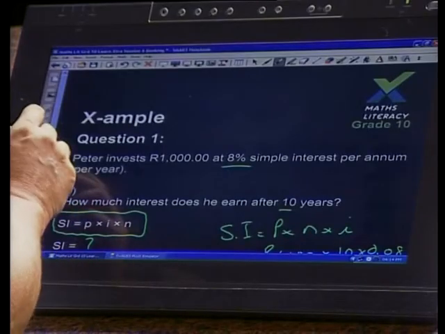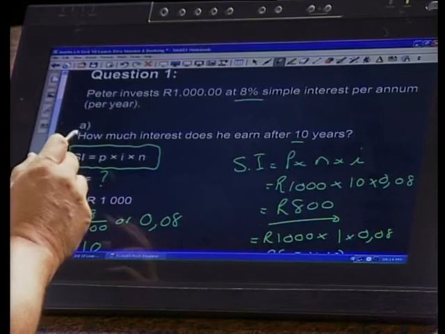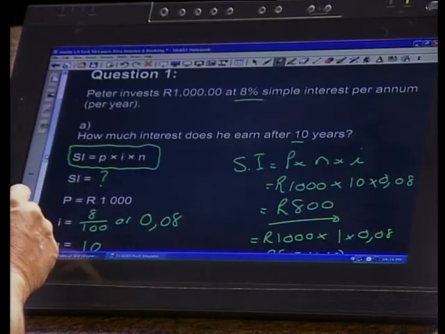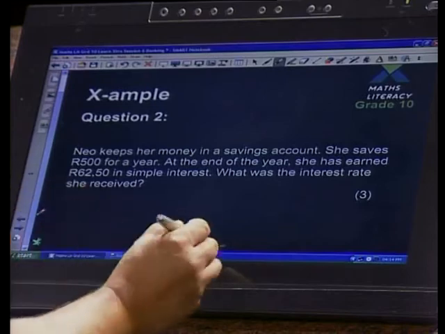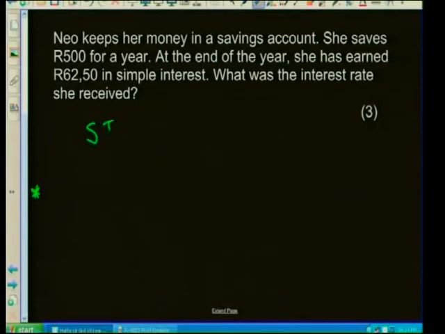She comes back in a year and says, right, I want the interest, please. And they say it's 62 rand 50, here's your interest. And she says, what's the interest rate? What interest rate did you give me? And they say, well, we don't know. So she goes home and tries to calculate it herself. Now, do you remember, if we go back, we said in order to calculate interest only, we are going to say SI equals P times I times N. So we're going to use the exact same thing here. We're going to say simple interest equals P times N times I.